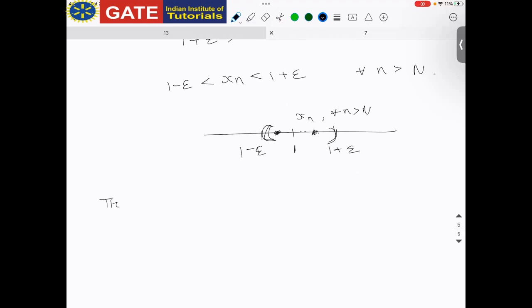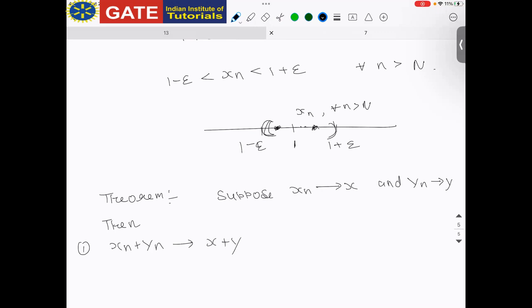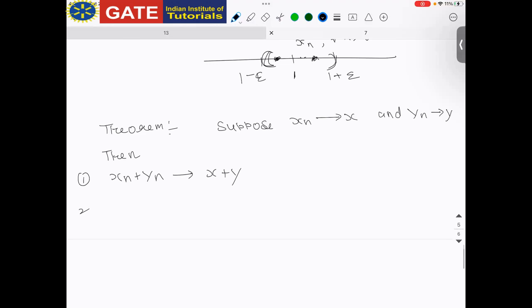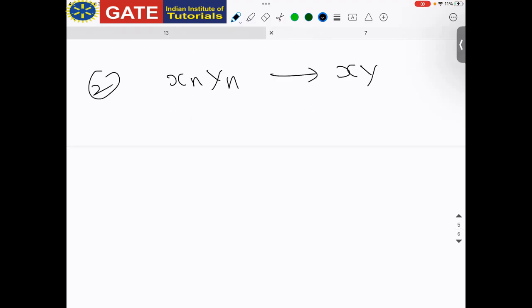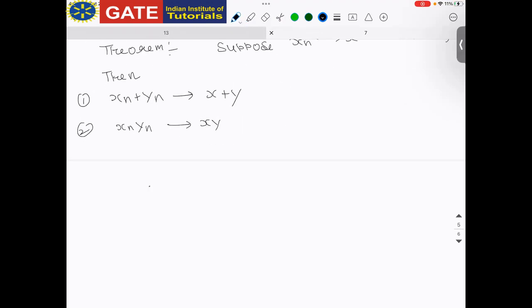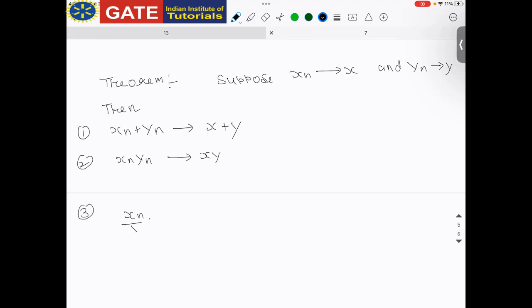Okay, thank you. Now theorems. Suppose xn tends to x and yn tends to y, then their sum xn plus yn will converge to x plus y. Second, xn into yn will also converge to xy. Third case, xn by yn converges to x by y if y is not equal to 0 and yn is not equal to 0 for all n.